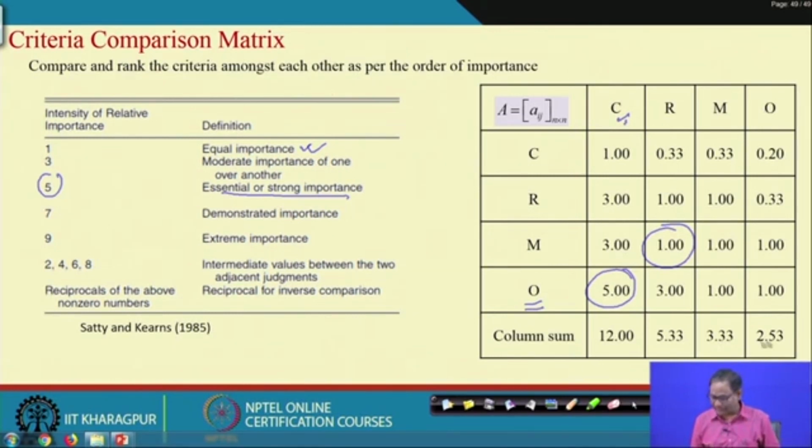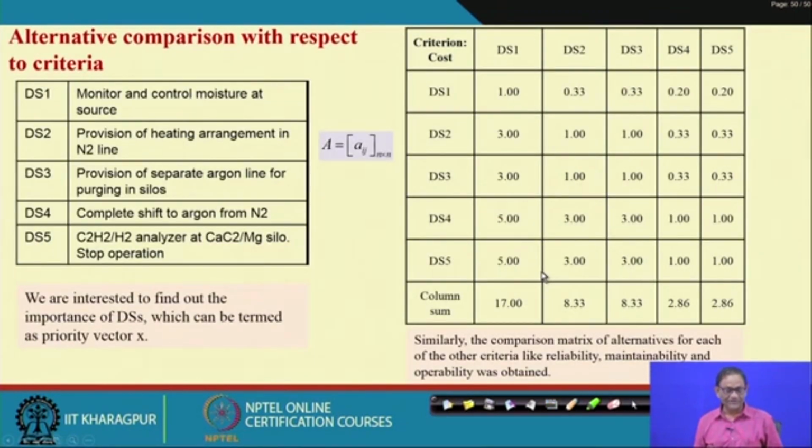Later on I will come to the column sum and other issues, but the comparison matrix will be created in this manner. Now, with reference to a particular design solution, what is the comparison matrix you see? So, how many solutions do we have? We have 5 solutions, DS1 to DS5. So, here the alternatives will be compared with respect to each of the criteria we have considered, for example cost.